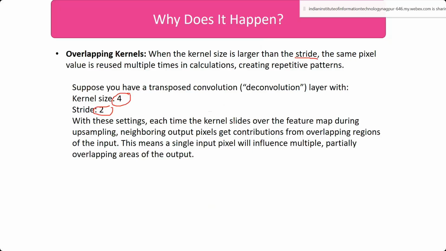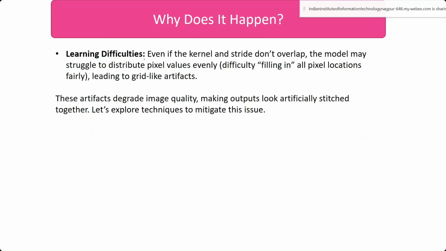Because we repeatedly take it, the central pixel value is calculated 4 times and then that data is clubbed together. So neighboring output pixels get contributions from overlapping, because of the overlapping phenomenon during transpose convolution. This means a single input pixel will influence multiple partially overlapping areas of the output. And again, there are learning difficulties. Even if the kernel and stride do not overlap, the model may struggle to distribute pixel values evenly, which again leads to grid-like artifacts.